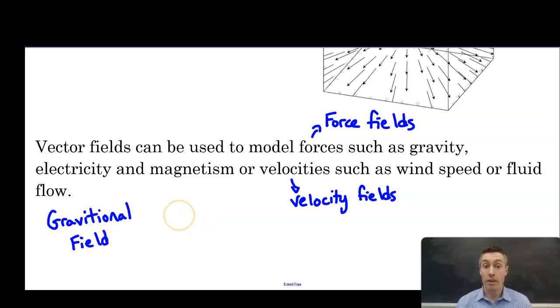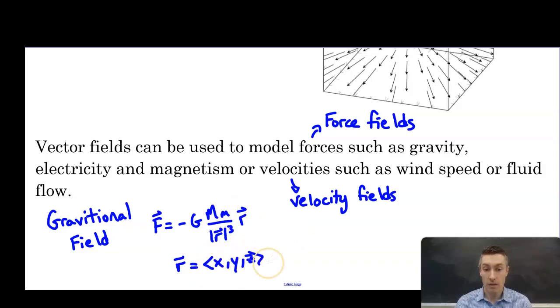Newton's law of gravity is often shown in a physics course, so that's going to be F, which is equal to negative G, capital M, lowercase m, over the magnitude of r cubed times r, where r is the position vector x, y, z. So essentially, if you have 2 objects, the 2-body problem, put one at the origin, and then the other would be defined by this position vector x, y, z.